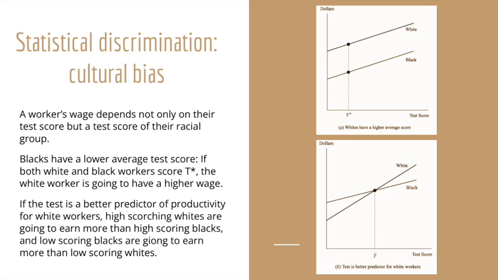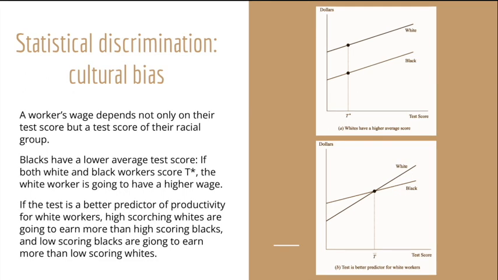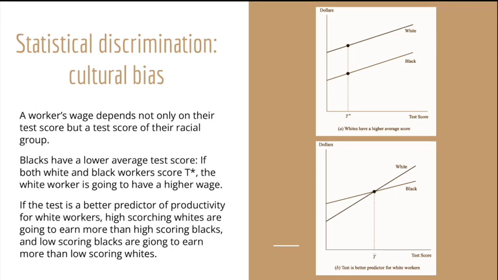Now let's have a look at statistical discrimination. In this case, the test score also represents their productivity and their knowledge. The first graph shows you that even if the test score is the same, a worker that's Black would get a lower wage than a worker that is white. And this shows that the worker's racial background affects their wage a lot in general. But in the second graph, if the test is a better predictor of productivity for white workers, then high-scoring whites are going to earn more than high-scoring Blacks, and vice versa, below the intersection point, low-scoring Blacks are going to have a higher wage than low-scoring whites.